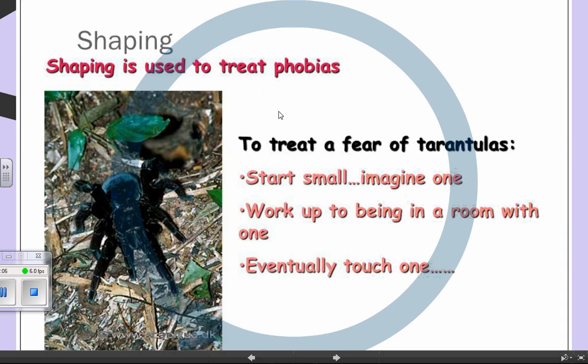Systematic desensitization of heights. Remember how we do that? Start small. Go up a stair or two. Look down. You're not afraid. Walk up higher, talking with others, getting your mind away from that. And then you look down, and you're not scared. Eventually, you walk over the bridge of Sydney.